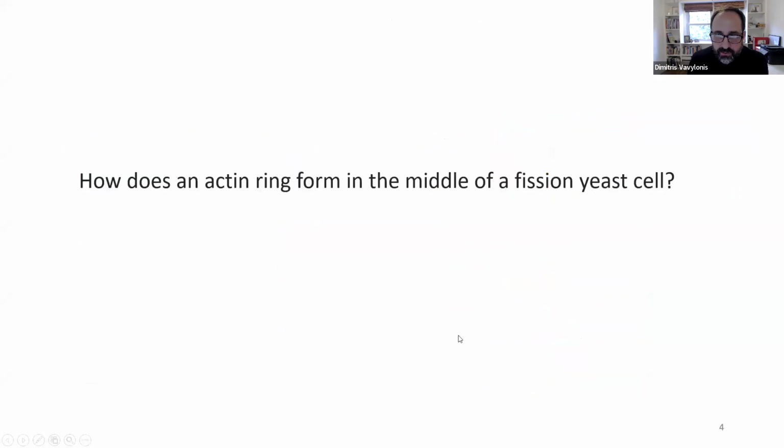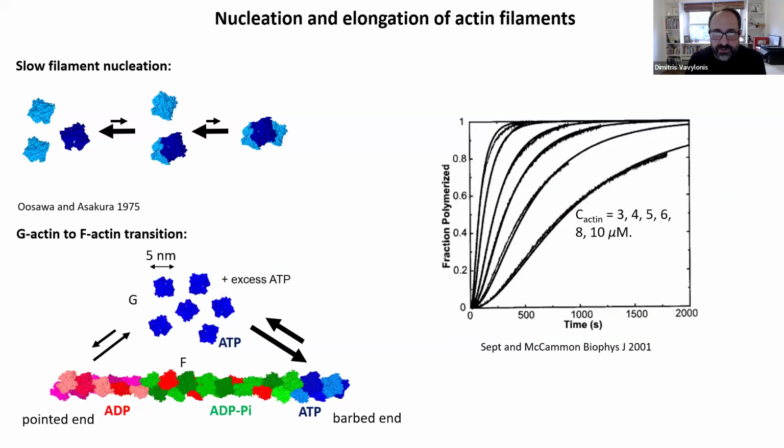Okay, let's look into the question of how a ring forms in the middle of the cell. I have to tell you a few things about actin. Actin is a protein that exists in monomers and filaments. Its polymerization is triggered, in purified conditions, by the addition of salt. So we have a step which involves a nucleation step. Three monomers come together to make the nucleus of a filament. And then these filaments can grow by addition of monomers primarily to the barbed end of the actin.